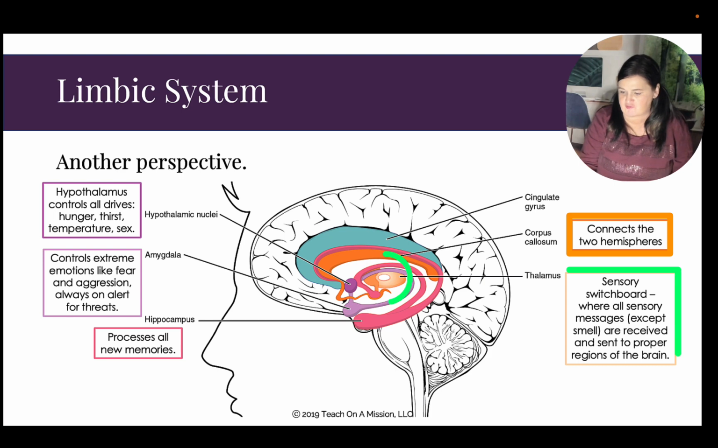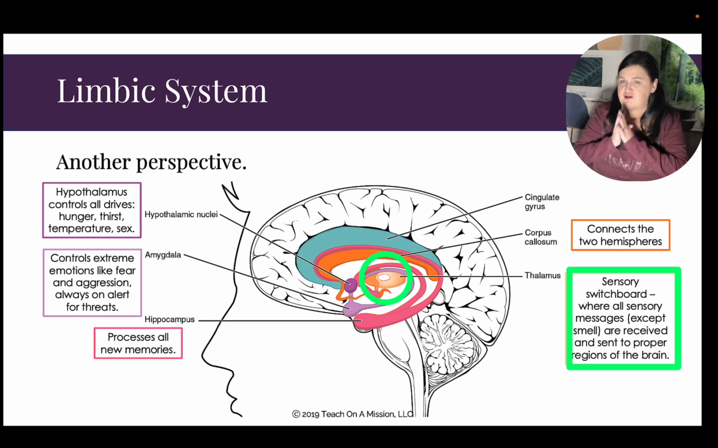And then the sensory switchboard is the thalamus, which we're looking at from the other angle here. The thing next to the pituitary gland, that is a sensory switchboard. All messages that come in through the nose, the ears, the eyes, and the skin, everything except for smell, which is its own thing, and we'll talk about that later. All sensory switchboard organs and messages come in through the thalamus, and that is all known as the limbic system.